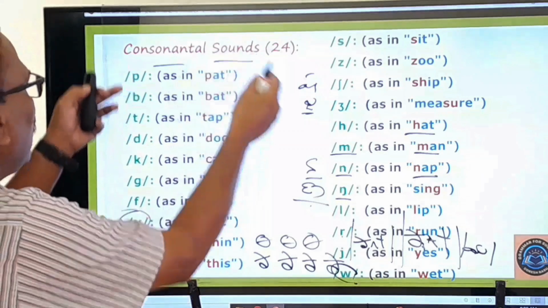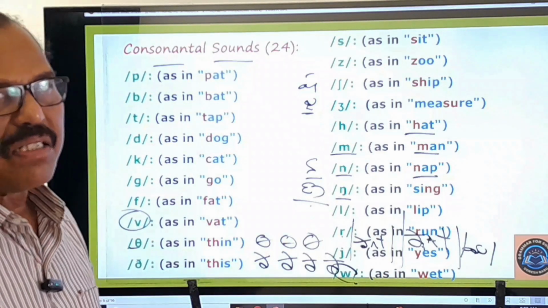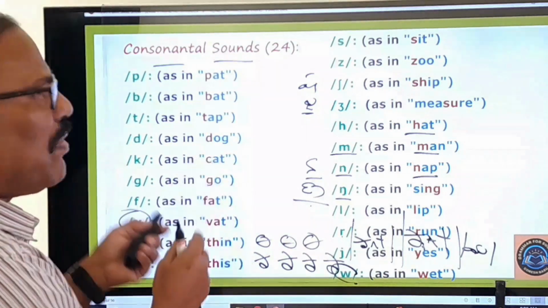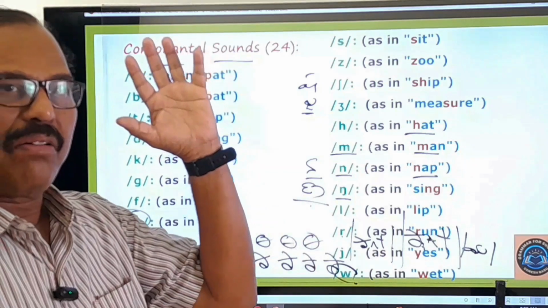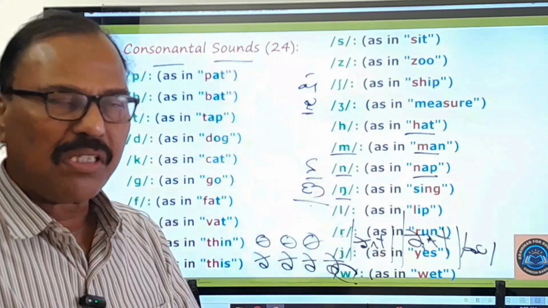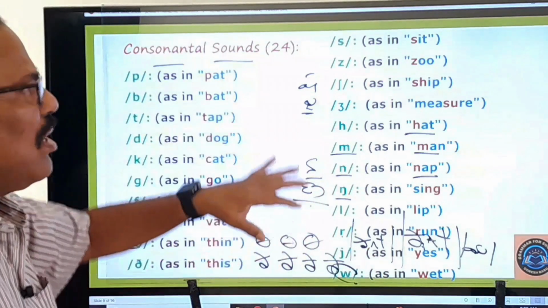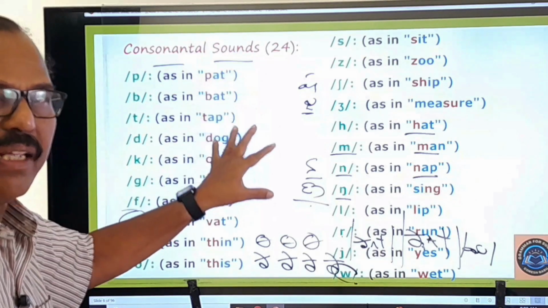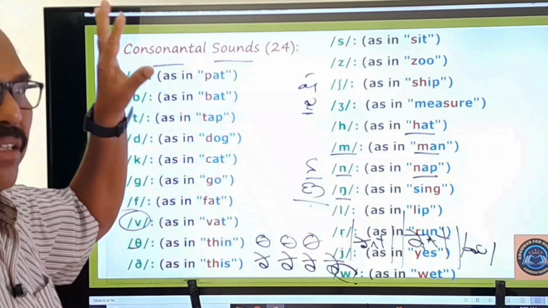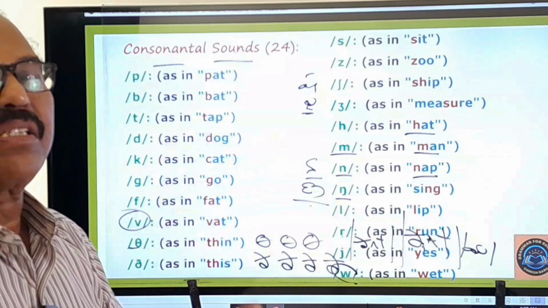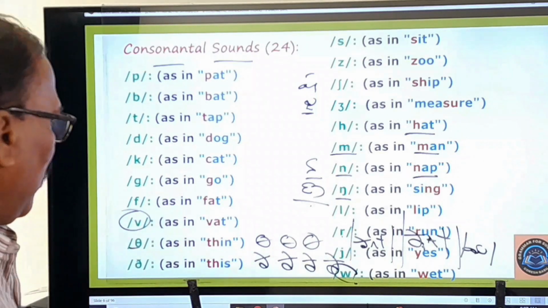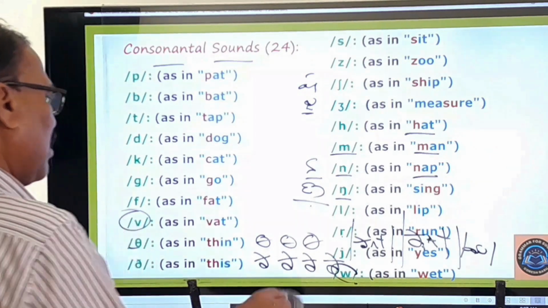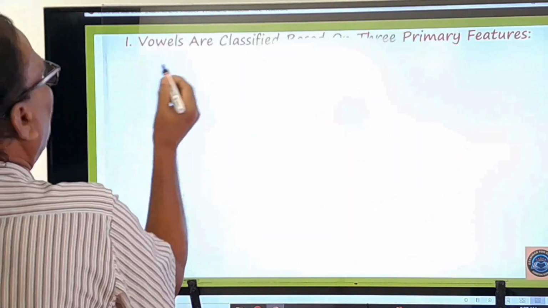Okay, so these are the 24 consonantal sounds. Are you following me? So far you have learnt about the vowel sounds, diphthongs, and also consonantal sounds. This is all about the 44 sounds that are there in the English language and that are produced by 26 letters in the English language. Right, and now let's move on to other important aspects.